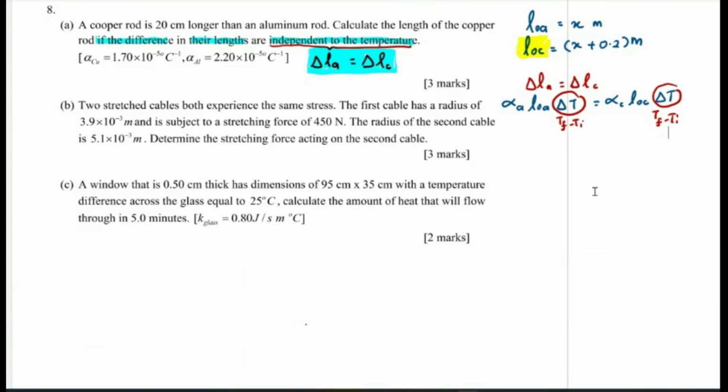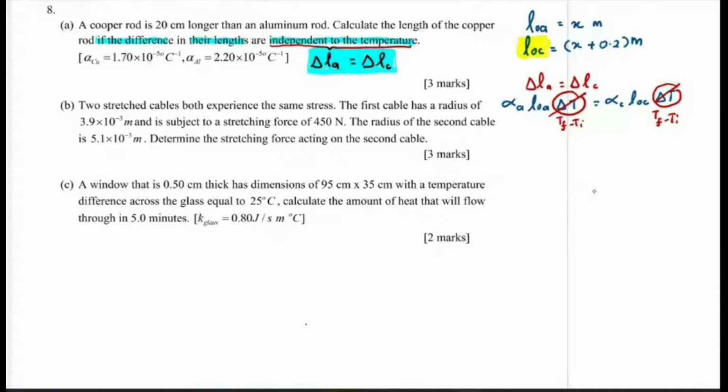Okay, sambung. So maknanya kalau dua-dua rod ni berada pada keadaan temperature yang sama, ini awak boleh potong. And then you masukkanlah. Cumanya soalan ni 3 markah. Yang menjadi susah bila student tak faham maksud dia kata apa: if the difference in their lengths are independent to the temperature. Tu yang tak faham lah. Kalau faham, maksudnya masukkan je lah nilai dia.